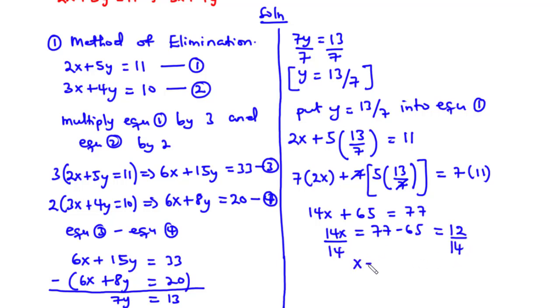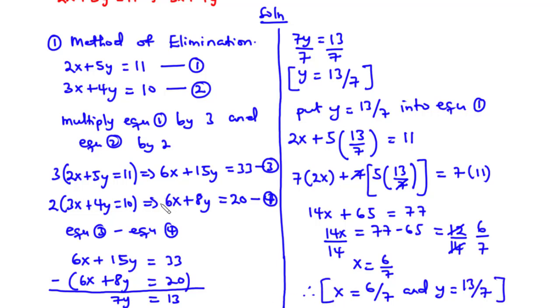And then we have x equal to 12 over 14. 2 goes into 12 six times, and 2 goes into 14 seven times. So the value of x is 6 over 7. Therefore, x is equal to 6 over 7 and y is equal to 13 over 7. So this is how to solve two linear equations simultaneously using the method of elimination. Now let's do the same for the method of substitution.